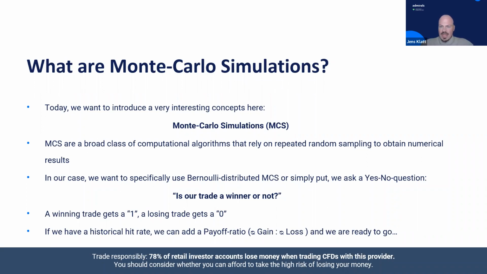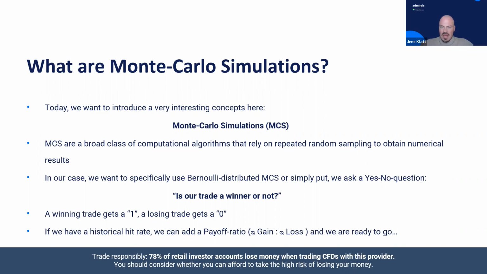And this is exactly what we get when we look at Monte Carlo simulation. You can easily get very complex and very deep into the matter of statistics. But in our case, we really want to use a concept called Bernoulli distribution, which is just asking a yes or no question. Is the trade a winner? It's a 1. Or is the trade a loser? It's a 0. And then we have different ways to show this: 1, 0, or 1, 1, 0, 0, 0, 1, and so on and so forth. In our case, the winning trade gets a 1, and the losing trade gets a 0.